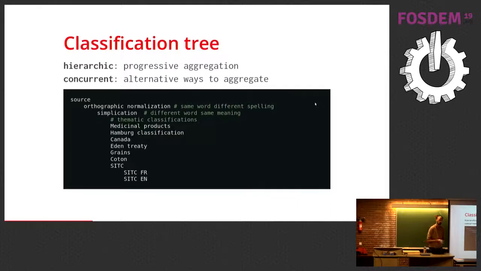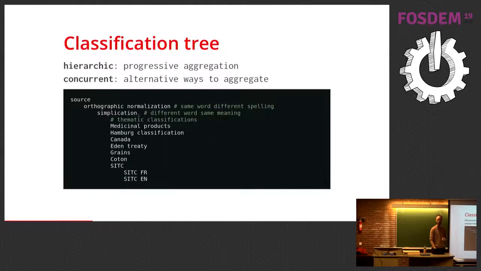But we also want concurrent classifications because we want to be able to work with alternative ways to aggregate this information. So basically, what I showed you is our classification tree. On top of it, we have the source. Then we built an orthographic normalization classification, whose rule is really simple: same word, different spelling. Then we have the simplification one, which is different words, same meaning. We put them together, right? And then we have a long list of sister classifications. They are all based on the same root parent, the simplification one.